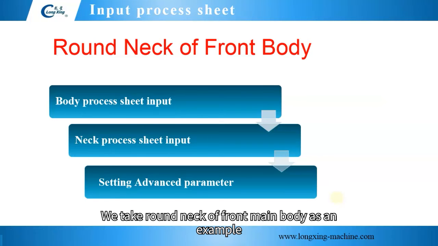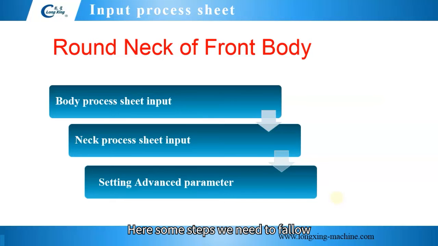We take the round neck of the front main body as an example. Here are some steps we need to follow. The first step, input the process sheet of the main body. The second step, input the process sheet of the neck. The third step, set the advanced parameters.